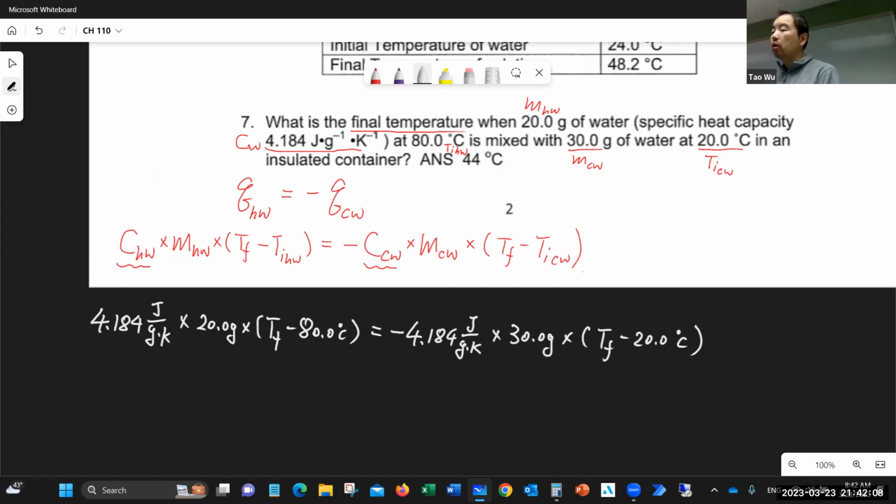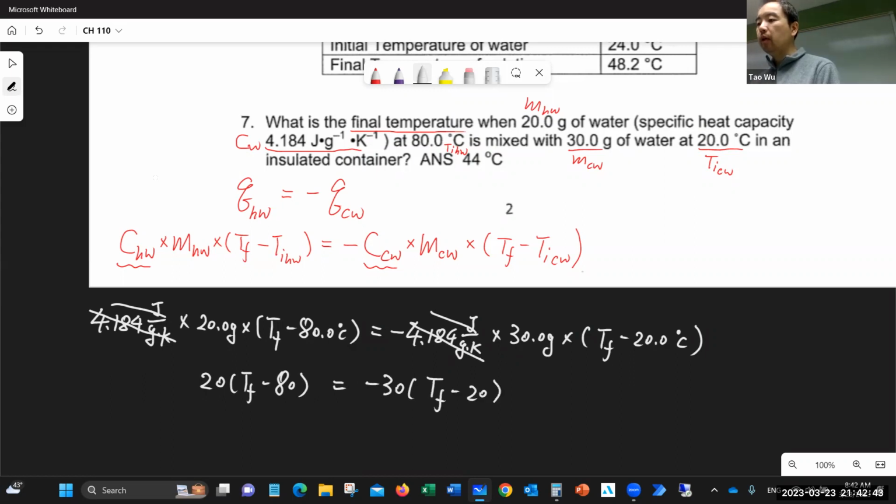So this equation needs a little bit of math. You need to combine those unknowns together. First of all, we have 4.184 on both sides, so definitely this part can be canceled. We don't worry about that. And then you will see we have 20 times (T final minus 80) equal to negative 30 times (T final subtract 20). This is the equation that you're going to solve.